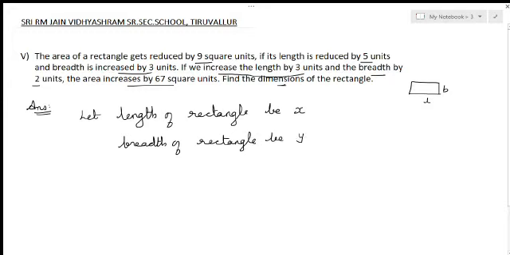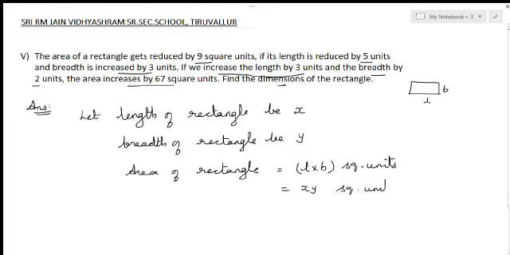So how to find out the area of a rectangle? The area of a rectangle is nothing but length into breadth, in square units. Here we have considered length as x and breadth as y, so it is xy square units. You can take the length of the rectangle as x units and the breadth as y units.